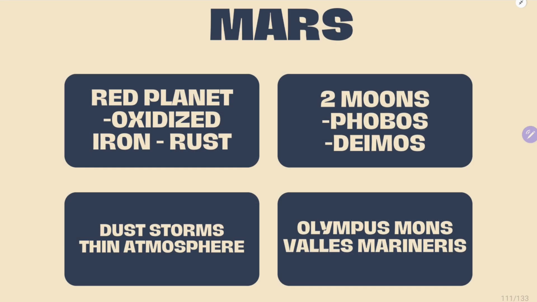To sum up, Mars is called the red planet as its surface is rich in iron oxide or rust. Mars has two moons, Phobos and Deimos. Mars has a thin atmosphere and intense dust storms that can last for weeks. Mars also has the largest volcano in the solar system, Olympus Mons, and one of the largest canyons in the solar system, Valles Marineris.